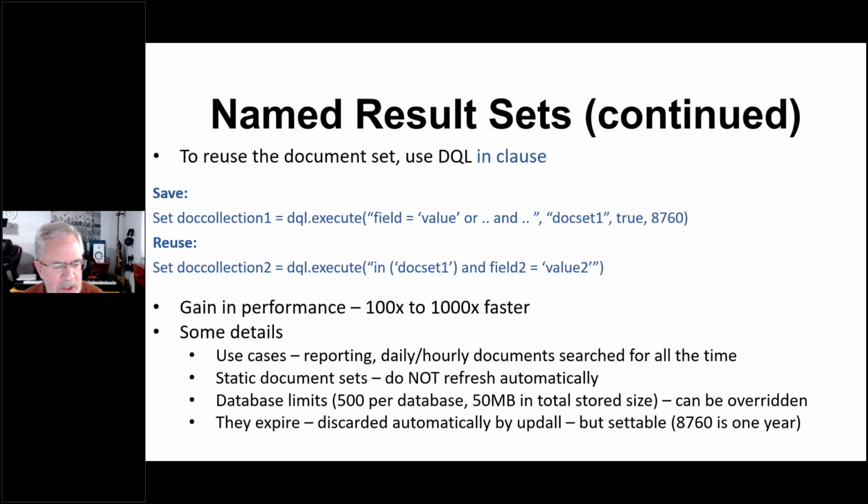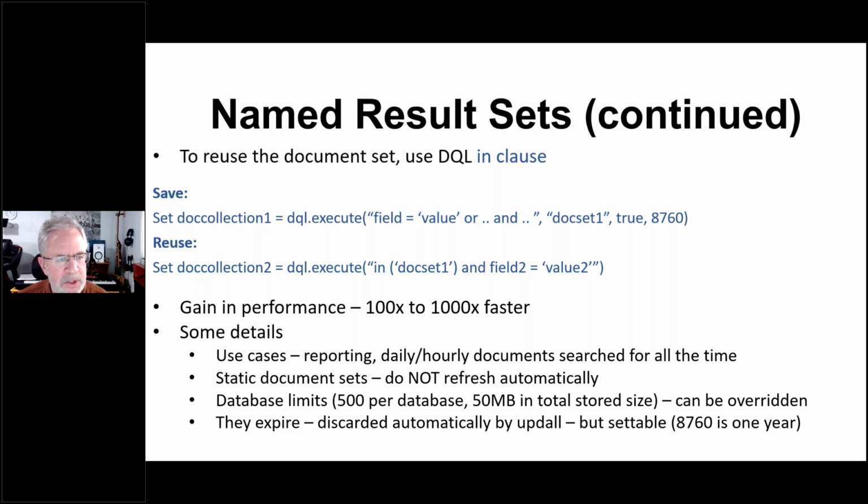As I said, the use cases are reporting, a daily or hourly document search you do all the time. They're static, I will say that. They do not refresh automatically. They do expire. That's what that 8760 is, how many hours, which is 1 year. And there are database limits, because we don't let people run away with these things and store so many found sets that they fill up storage. You can override that, but that's the basic limit we have right now. And they do expire.